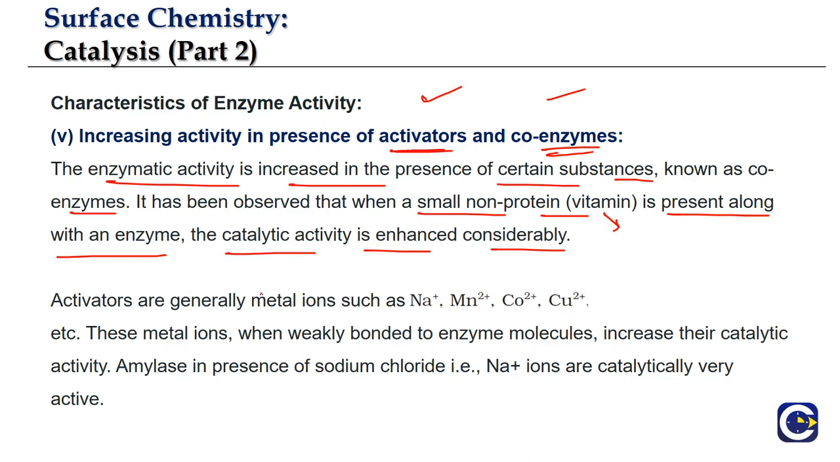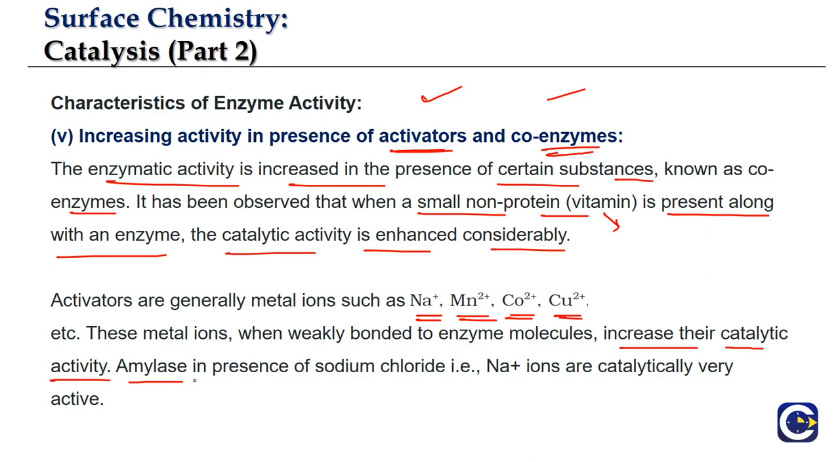On the other hand, activators are generally metal ions. If you have sodium ion, manganese ion, cobalt ion, copper ion, these metal ions, when they are weakly bonded to enzyme molecules, will be able to increase the catalytic activity. So when the metal ions are weakly bonded to enzyme molecules, they will increase the catalytic activity.